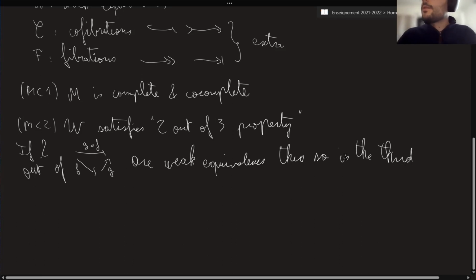Okay. So as I said Wednesday, this is really 3 axioms in one. If F and G are weak equivalences, then so is G circle F. If F and G circle F are weak equivalences, then so is G. And similarly, if G circle F and G are weak equivalences, then so is F. So typically, this axiom is not really hard to check.